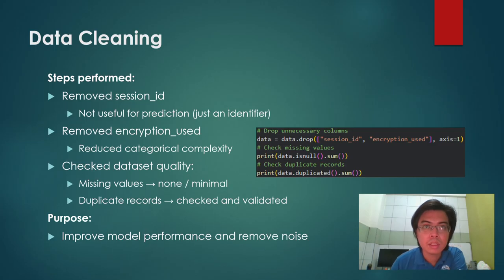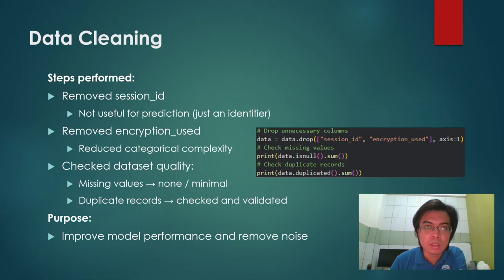For data cleaning, the first step is to remove unnecessary columns. The session ID column was dropped because it is just an identifier and does not contribute to predicting whether an attack happened or not. Also, the encryption used column was removed to reduce categorical complexity and simplify the dataset.